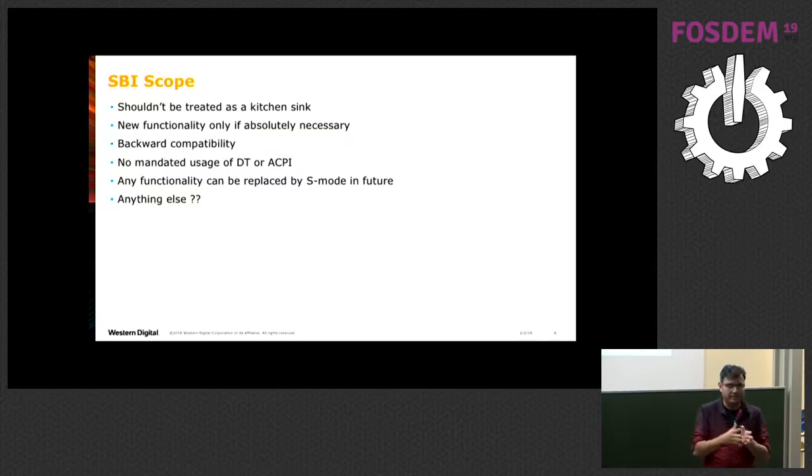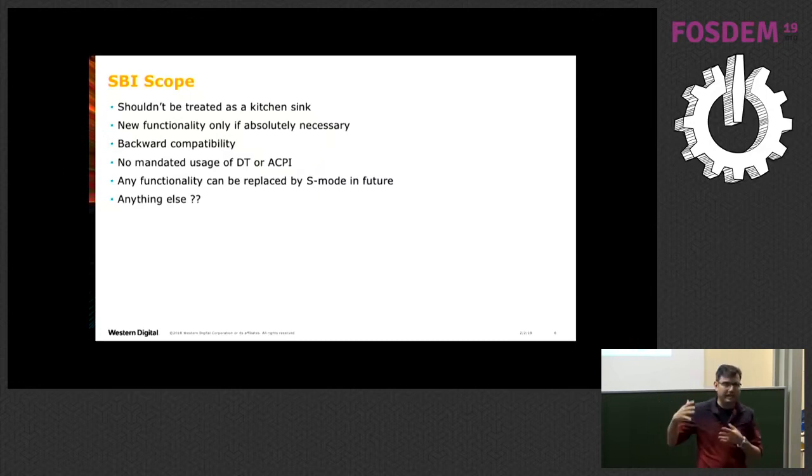Whatever functionality they suggest, if it is absolutely necessary, then only it should be implemented in SBI without breaking the backward compatibility. So backward compatibility is absolutely necessary. We do not want to have something that's not going to work in the previous version. And we all agree that we see that there is a future where RISC-V can be the ubiquitous ISA among all the devices. So no mandated usage should be there of, let's say, DT-specific implementation or ACPI-specific implementation. It's open to adopt anything, and we probably want to keep it that way.